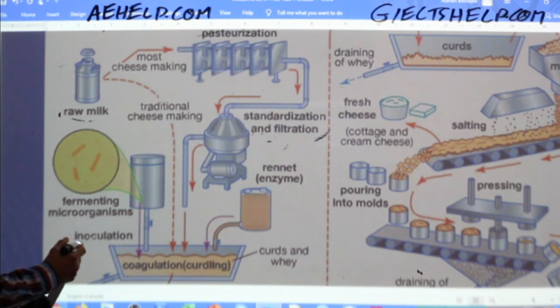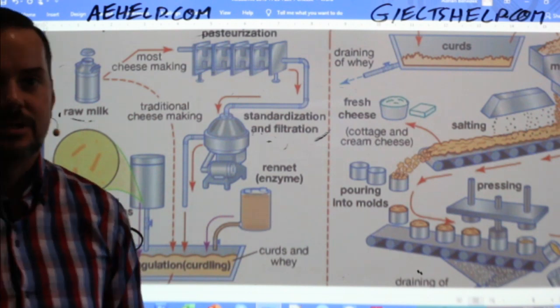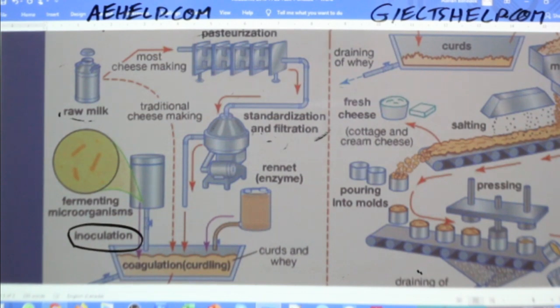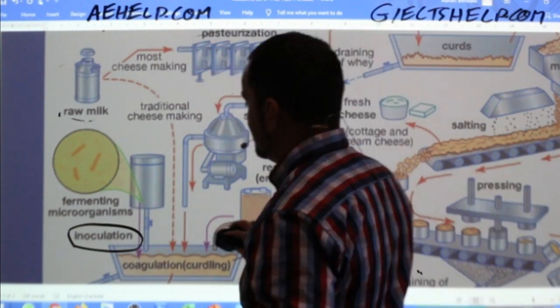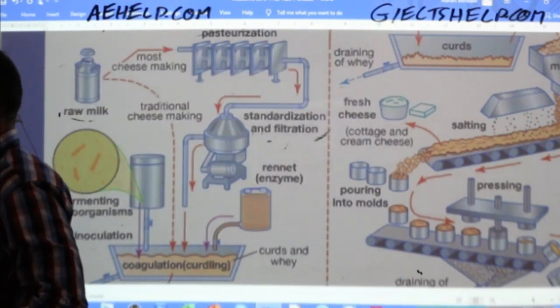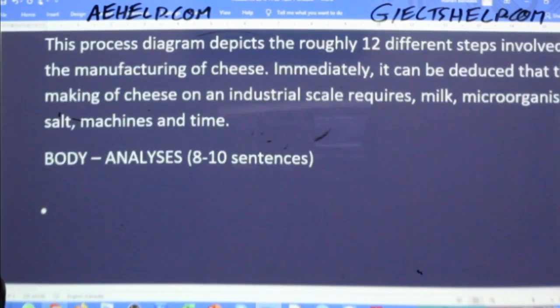Okay, the adding in this case is called inoculation, just like in medicine, inoculation. Okay, so write that first sentence. Don't try to be perfect. Okay, don't waste too much time. Just get it done. I'll do the same. All right. Let's do this.